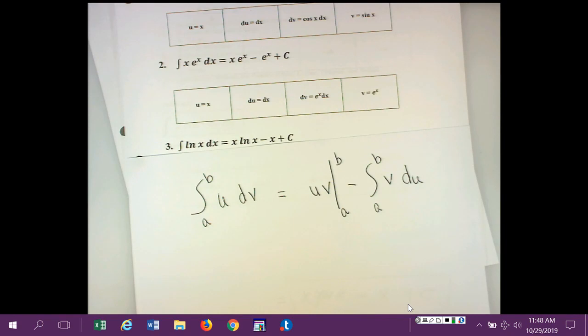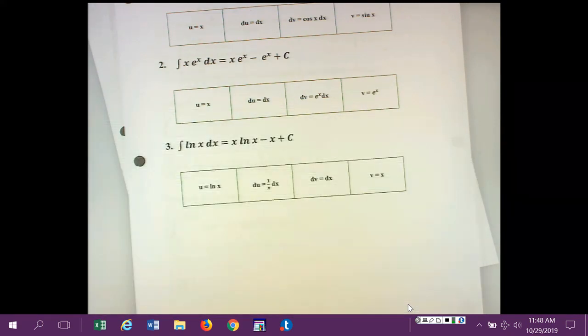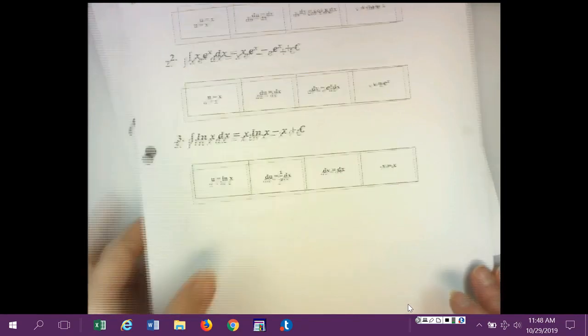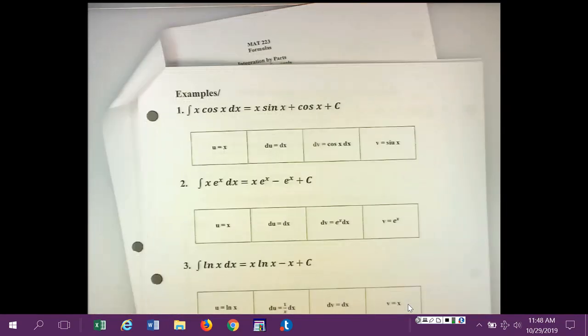Stay tuned because I plan to give you some more complicated examples of integration by parts in your lecture. Those would be the types of problems that I would include on the test.